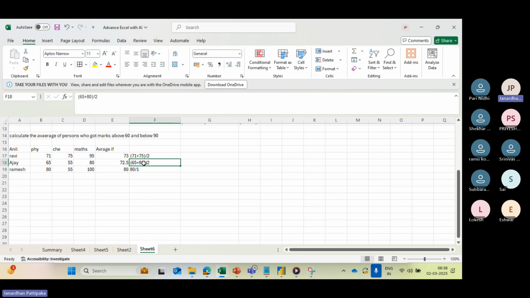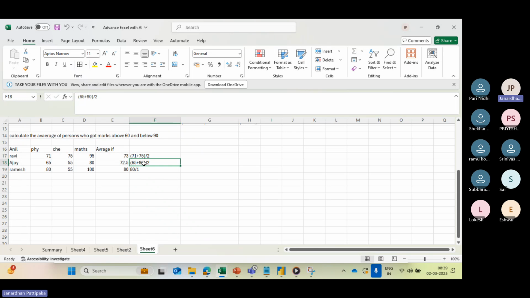What is the difference between average and averageifs? In averageifs, you can use multiple conditions; they are not stopping at one if. They're asking, can you write a formula where you can use if, and can you write a formula where you can use if along with or? So what is the difference you have noticed between if and if with or?